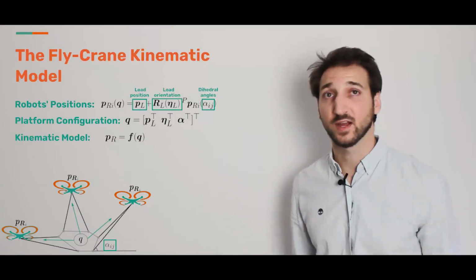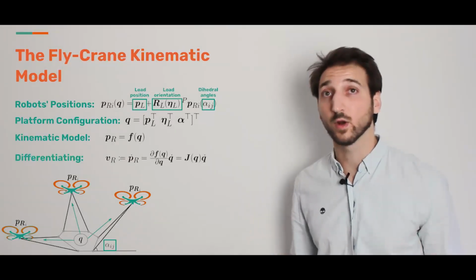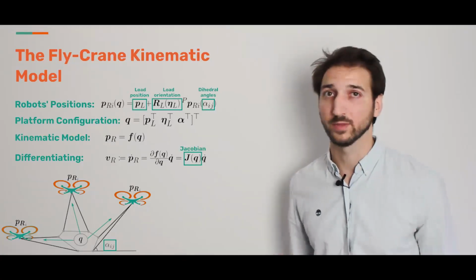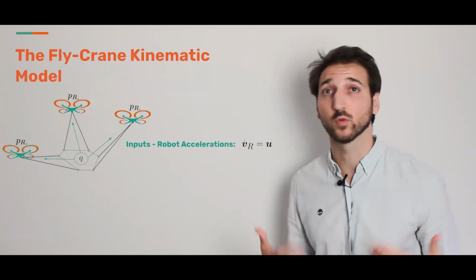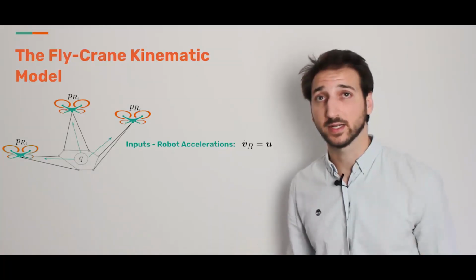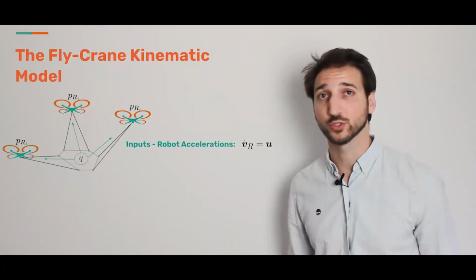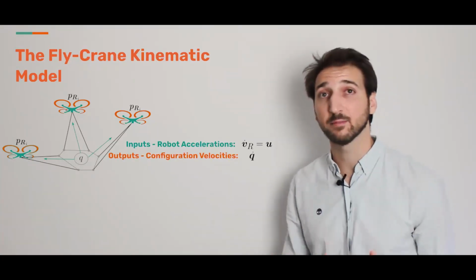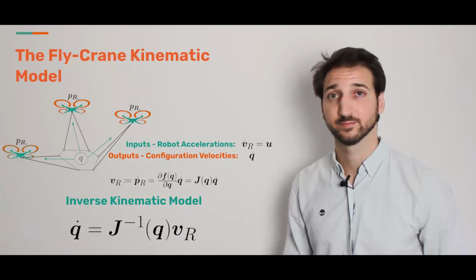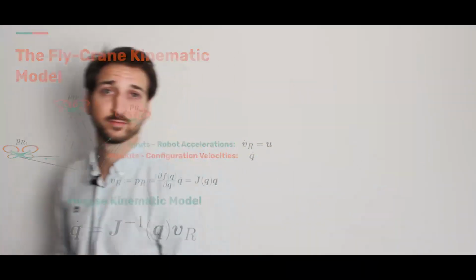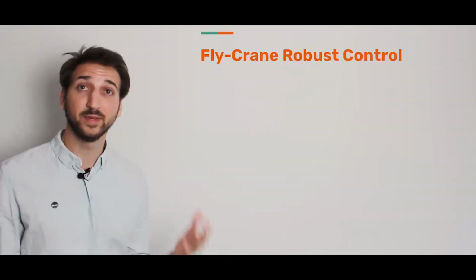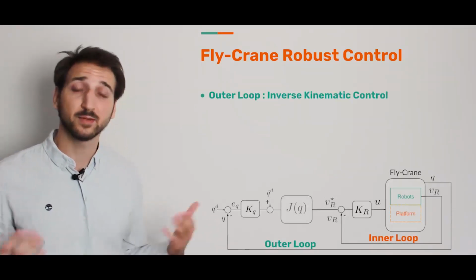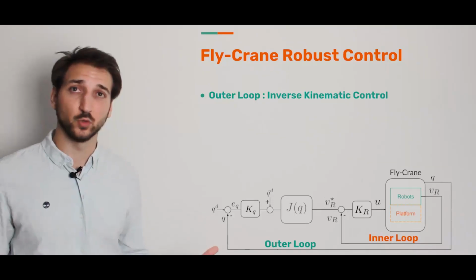Let me differentiate this function. Now, P dot R, the robot speed, is equal to JQ Q dot. JQ is our Jacobian. In the end, we can handle robot speeds as our inputs, causing platform motions as our outputs. This is obtained by applying a kinematic inversion. As a consequence, we build up an inverse kinematic controller to control the multi-robot system. In our schematic, this represents the outer loop.